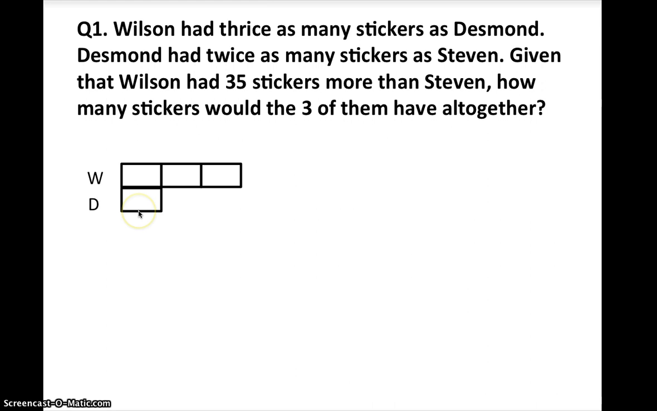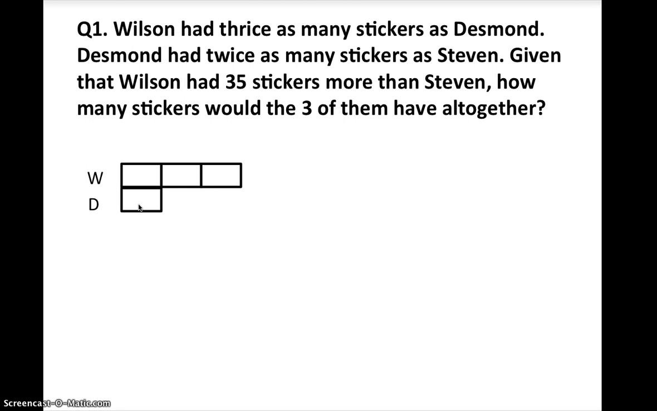However, many of you always make the mistake by drawing another unit here to represent Desmond. Remember, Desmond's amount of stickers remains the same no matter who I compare with. Even when I compare with Wilson, even when I compare with Stephen. So instead of adding 1 unit to form 2 units, what can I do without changing the amount of stickers that Desmond has? Very good.